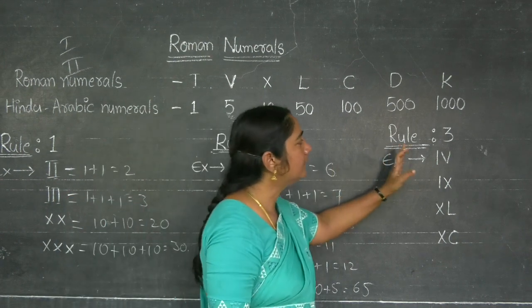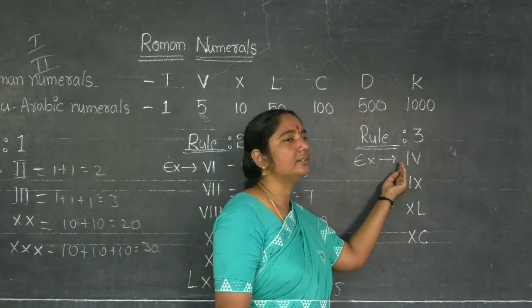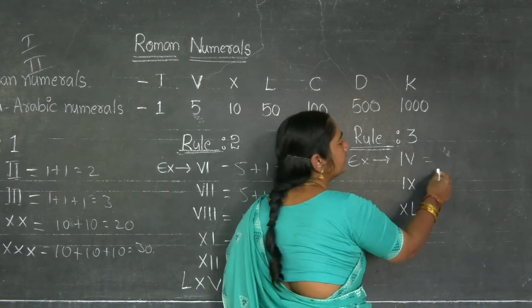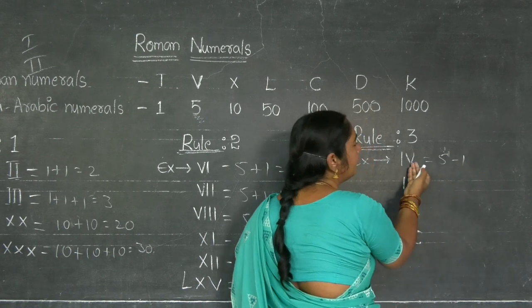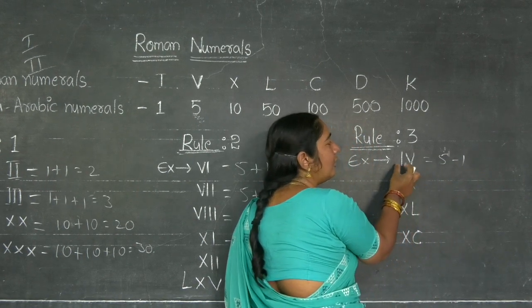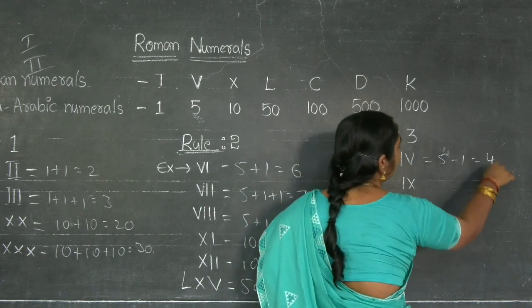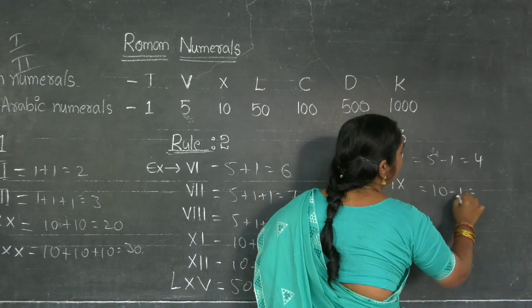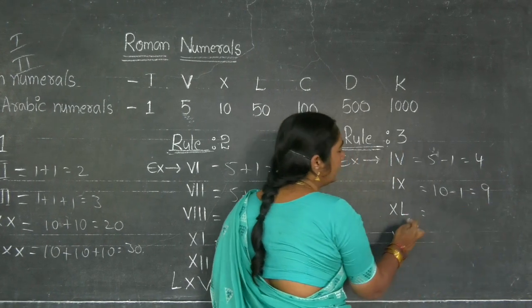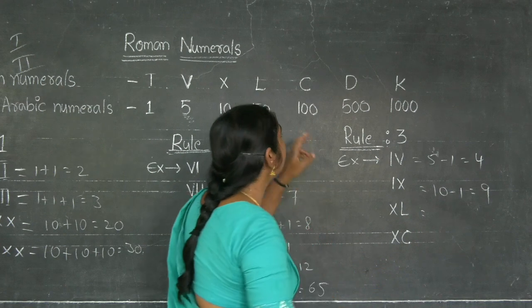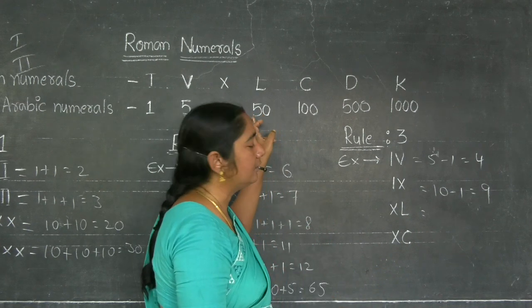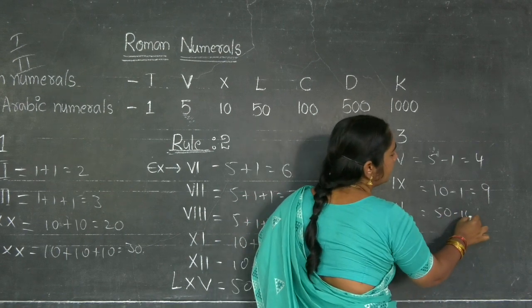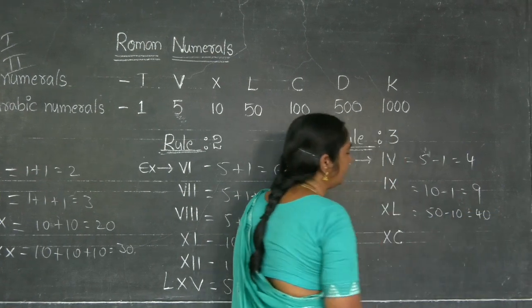Next, third rule. If it is given to the left side, you have to subtract it. In this particular case, 5 minus 1. From this, you have to subtract this. That is equal to 4. 10 minus 1, that is 9. Here, this is L, which is 50. So 50 minus 10, that is equal to 40.